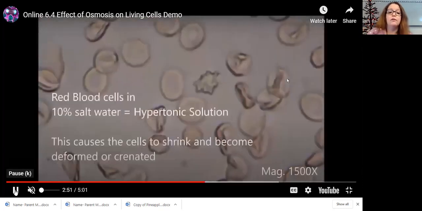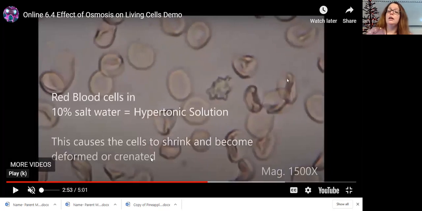Now, if you increase the salt in the solution, you create a hypertonic solution. So the water inside the cell will leave the cell to try to dilute all that salt outside the cell. And you get what we call crenated cells. They have shrunk and they are crenated.